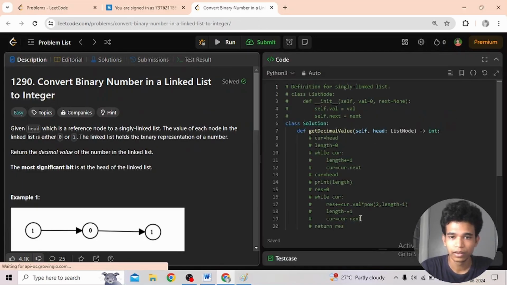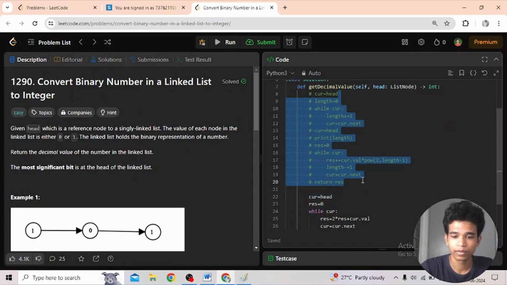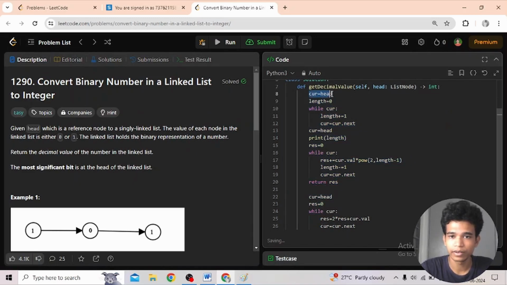See here. This is the length approach. First of all, I am assigning current is equal to head, then length is equal to 0, then I am finding the length, just traversing one by one. Now, current is equal to head, then see here, result is equal to 0. While current is not equal to null, result plus equal to current dot value into power of 2 comma length minus 1. I have told you, right? Then length minus equal to 1, then current is equal to current dot next, traversing one by one node, then I am returning the result.